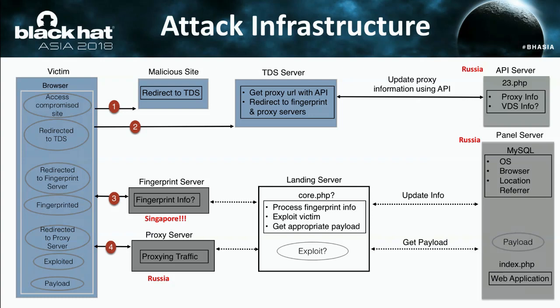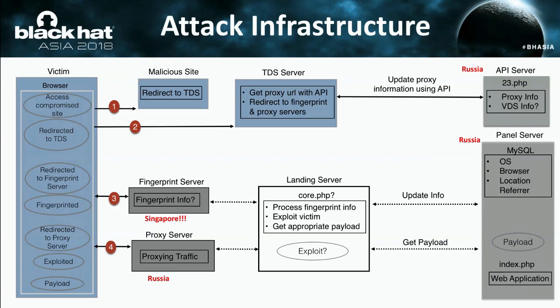I will give you a simple example of the flow of how a victim is infected with malware. As I explained previously, firstly, this is the victim browser. The victim accesses the malicious site, and the malicious site redirects the victim to the Traffic Direction System server, the TDS server, in the second step. TDS uses the API link previously generated and updates the proxy server information with the panel server and API server. Using this information, TDS redirects the victim to two servers.